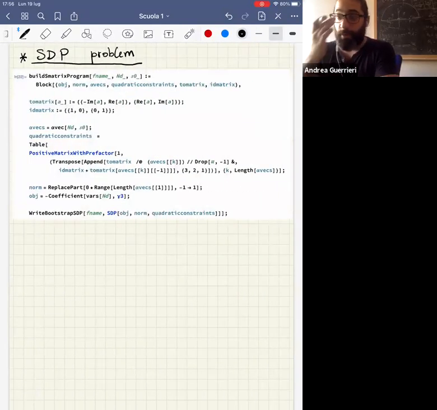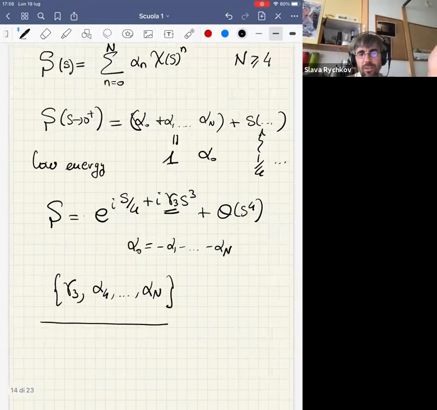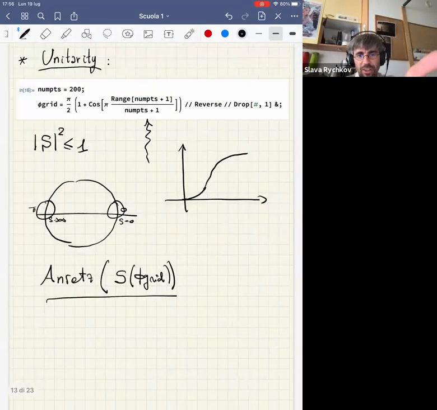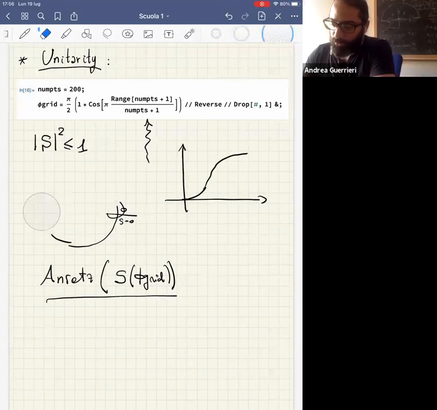Okay. So now we are at our answers. No, but I didn't understand the previous page as well, because you said, yeah, this I didn't understand. I'm sorry. Okay. So now you want to impose unitarity.